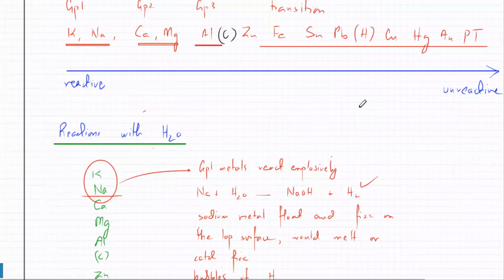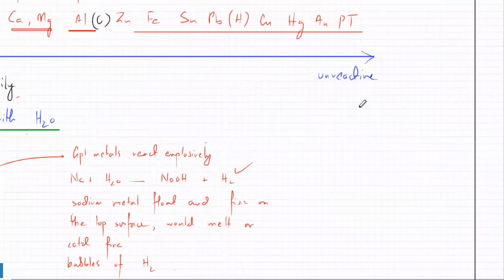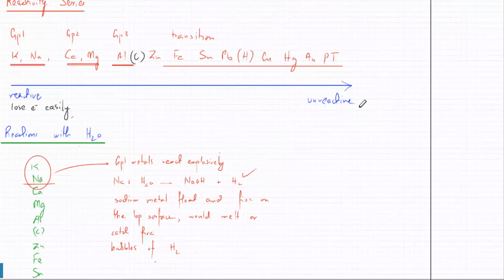What does reactive mean? Reactive means metals like to lose electrons. So reactive means they lose electrons easily. And unreactive, on the other hand, means that they don't like to lose electrons. So these ones, it's pretty difficult for them to lose electrons and form ions. Gold doesn't actually like to form ions.